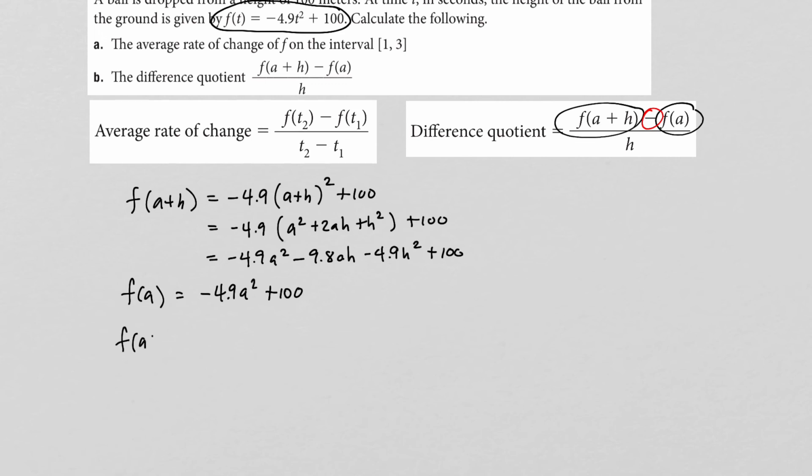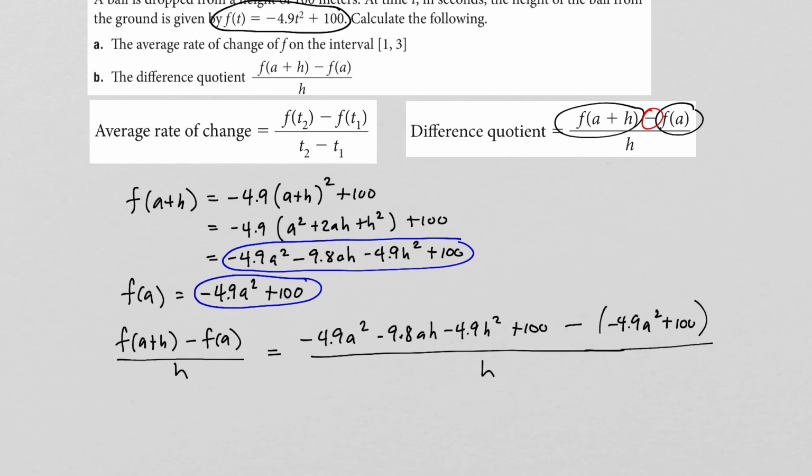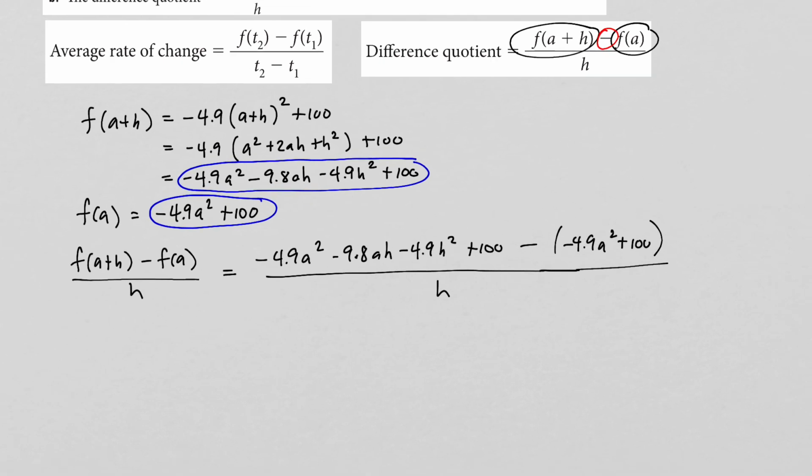So f of a plus h minus f of a, divided by h, is: we're going to take this quantity, we're going to subtract this quantity, and then divide by h. All right, so here is what that looks like. Now, of course, what we need to do here is distribute the negative sign. And when we do that, we get the following.